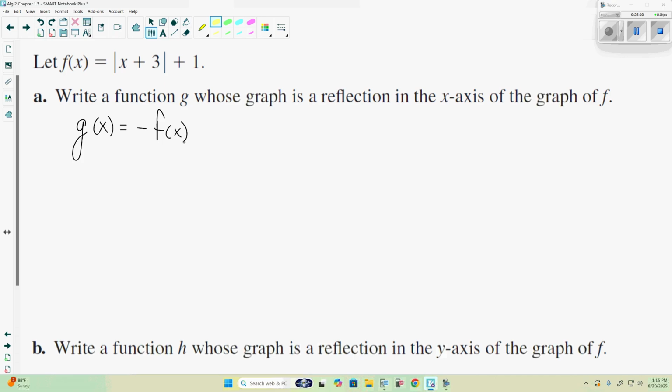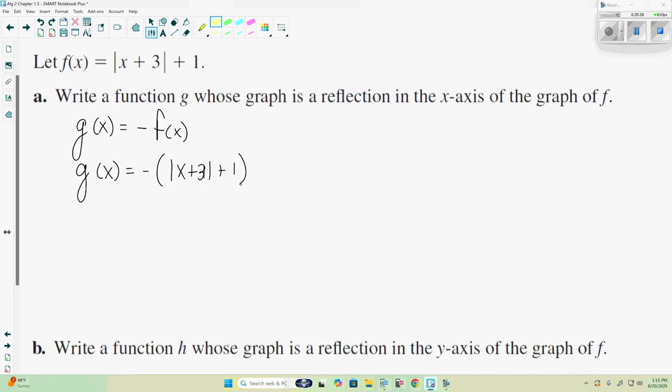So just like before with our up-down, we didn't change f of x. f of x is still f of x, yes? So we still have the absolute value of x plus 3 plus 1.